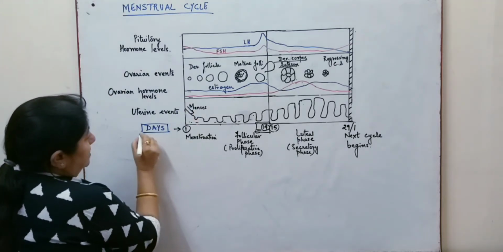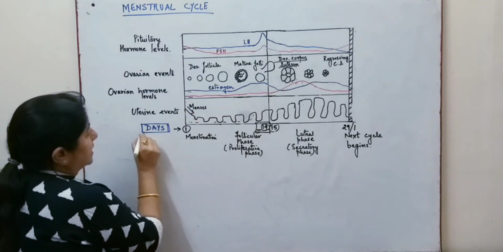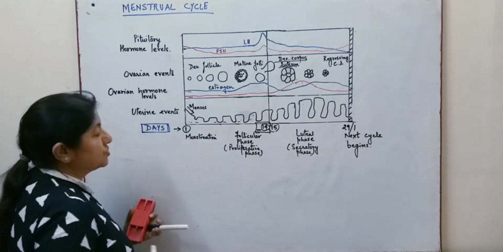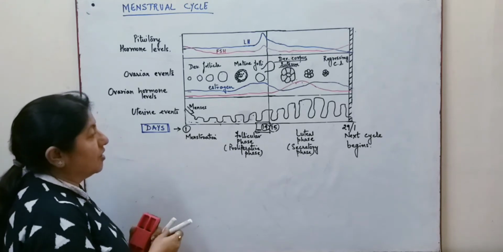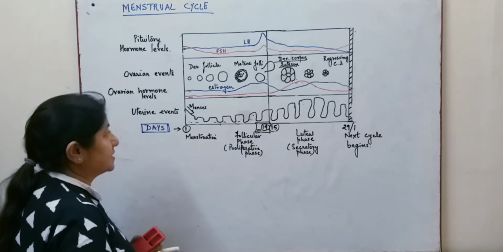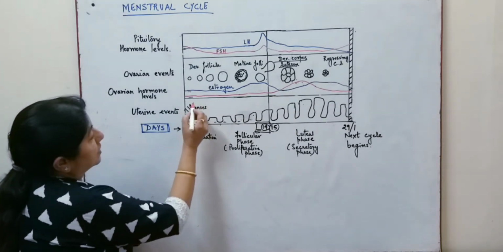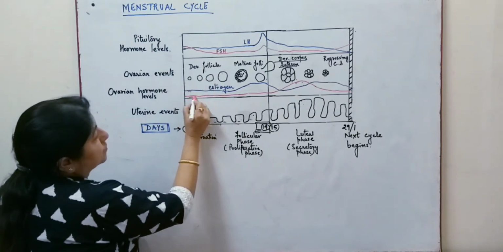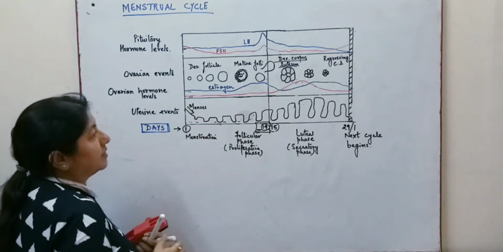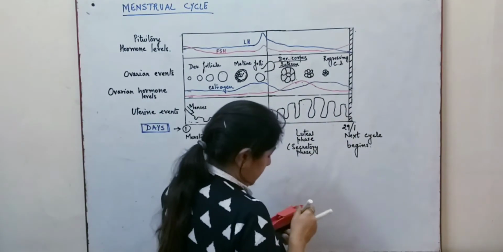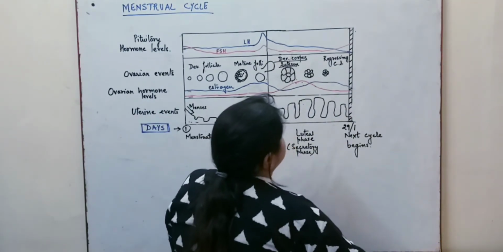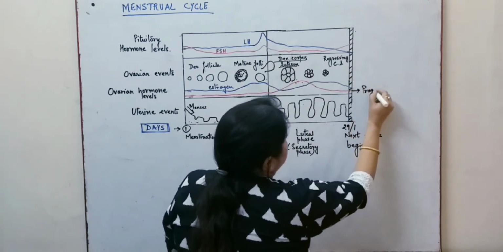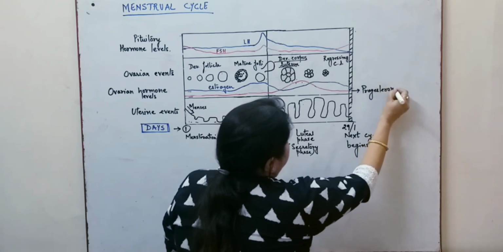The cycle starts with day 1, and during this day 1 the menstruation takes place, or we call it a menstrual phase. Now during this phase over here you can see the progesterone level is very low. So the red over here is the progesterone. We should use different colors, so red is the progesterone over here.